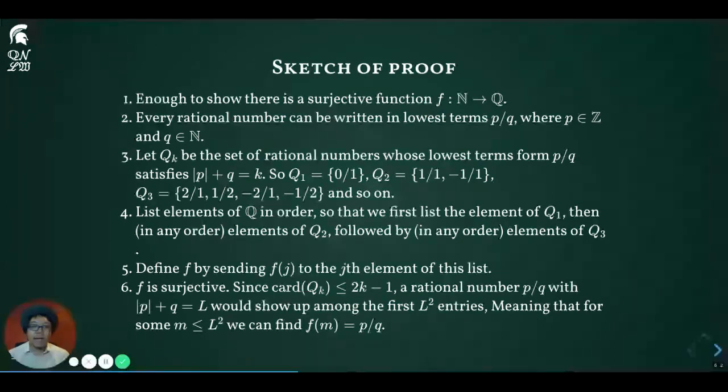Q2, on the other hand, has two elements corresponding to 1, written as 1 over 1, and minus 1. Q3 now has four elements corresponding to plus and minus 2, and plus and minus 1/2.